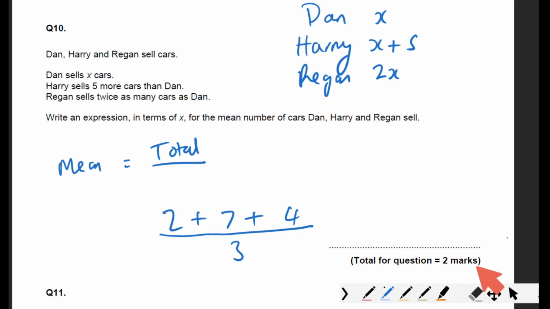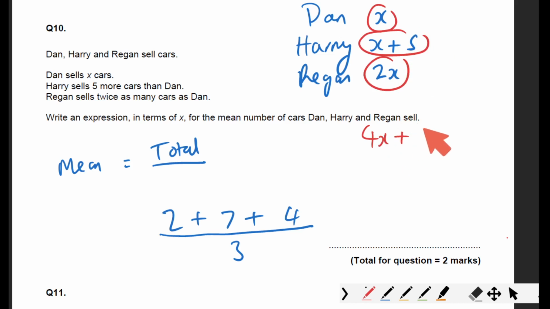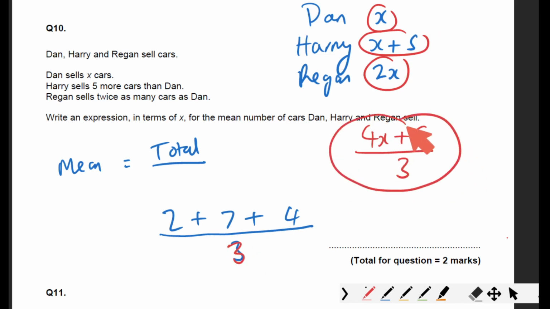Well, we're going to do something similar. So we need to find the total of these. So we need to add, collecting like terms. So here we go. 1x add 1x add 2x is 4x. And then we've just got the plus 5 by itself. Divided by, well, 3. Divide by 3. There you go. We've got an expression for the mean number of cars.